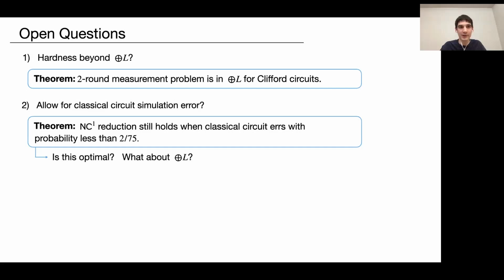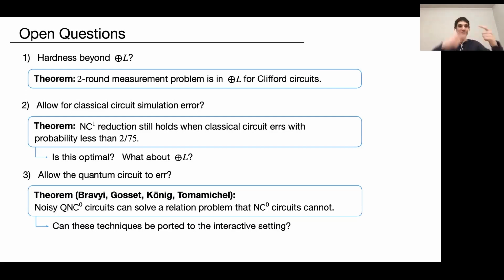And then a question we really don't know anything about is error correction for the parity L case. How would you allow a classical simulator to err in the parity L case? We don't know how to do it. And then finally, you could ask the reverse of that question, which is, can you allow the quantum circuit itself to err? This goes back to the original Bravyi-Gosset-König problem that I first talked about. There's a follow-up result by Bravyi-Gosset-König and Michael, which showed that even noisy QNC0 circuits can solve this relation problem that NC0 circuits cannot.